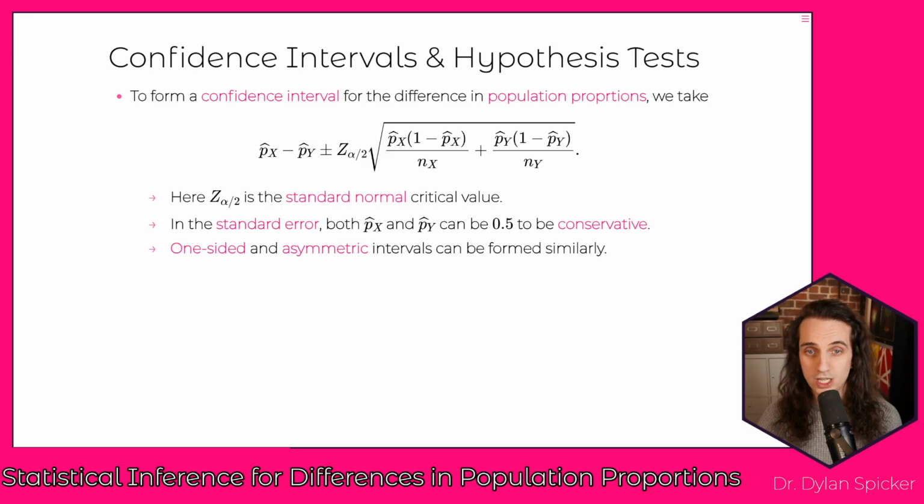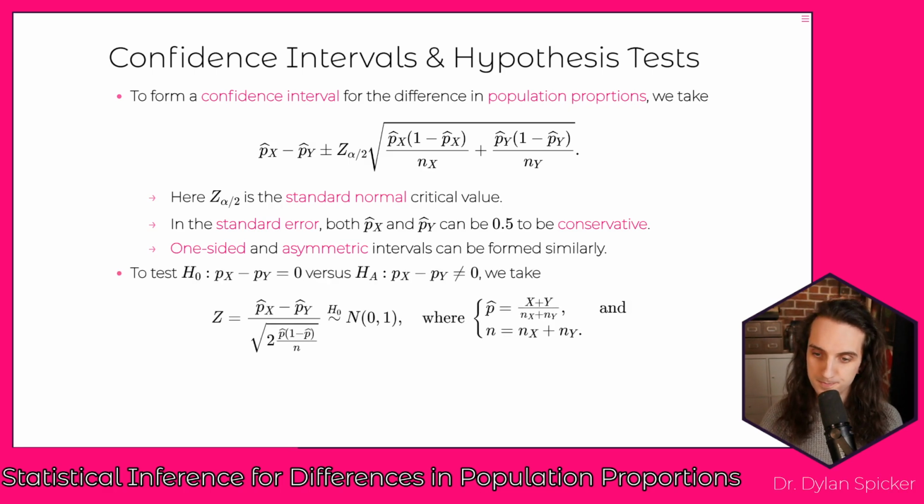We can also change out the critical value that we have here to be, say, Z alpha or Z1 minus alpha in order to get a one-sided or perhaps an asymmetric confidence interval. So it's going to be a standard normal-based confidence interval once these approximations are known to hold.